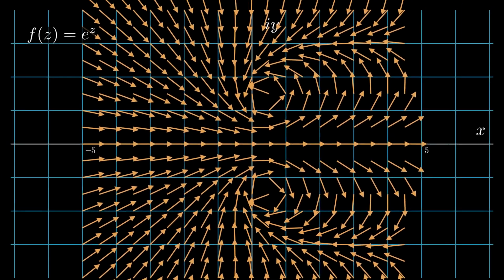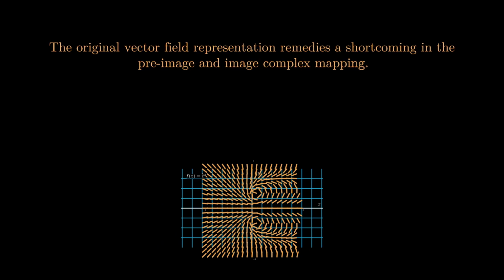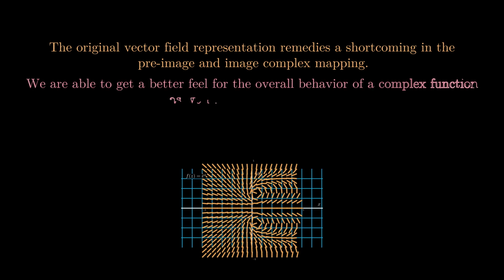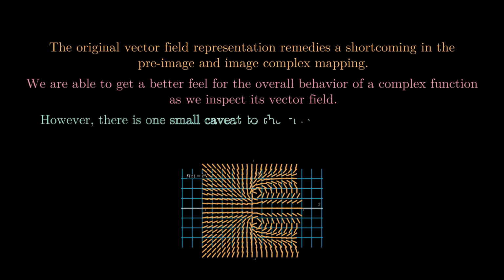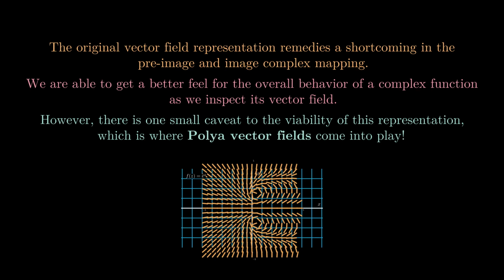The original vector field representation remedies a shortcoming in the pre-image and image complex mapping. We are able to get a better feel of the overall behavior of a complex function as we inspect its vector field. However, there's one small caveat, and that is where Polya vector fields actually come into play.